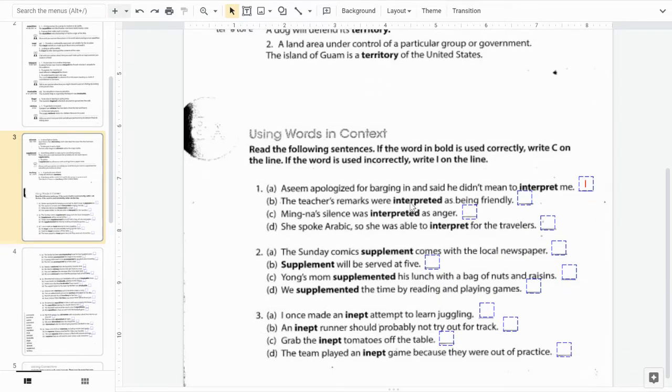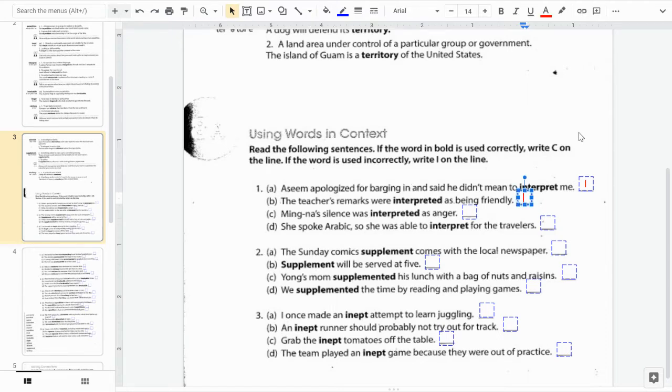My teacher's remarks were interpreted as being friendly. That is correct. So I'm going to double click, put a C in the box. Mingna's silence was interpreted as anger. That is also correct. And she spoke Arabic, so she was able to interpret for the travelers. Once again, that is correct.